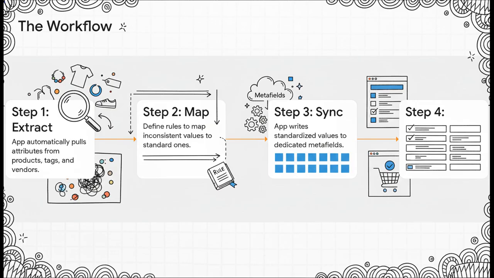Then, step 2 is where you come in. You create really simple rules. You're basically just telling the app, hey, anytime you see royal blue or navy or azul, just know that I mean blue. Third, the app takes those rules and automatically writes the clean values into the metafields for you. And finally, poof, your storefront filters are instantly clean. It's pretty much a set it and forget it kind of deal.